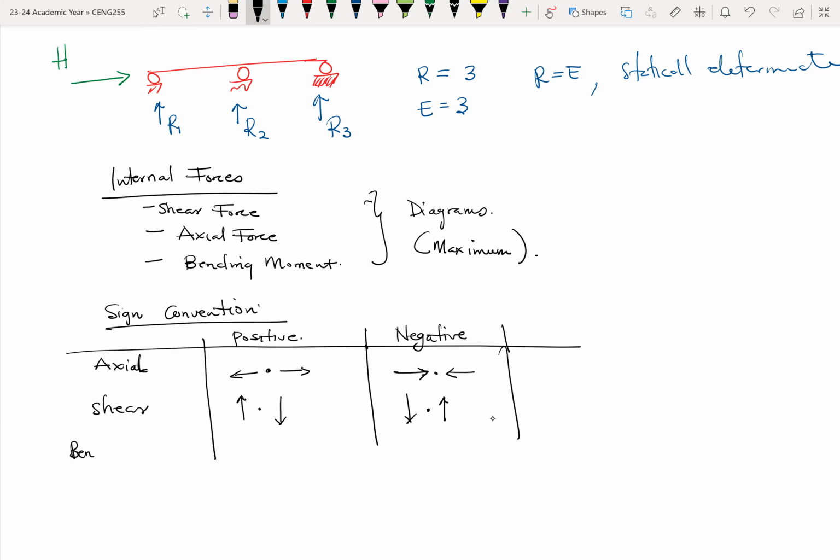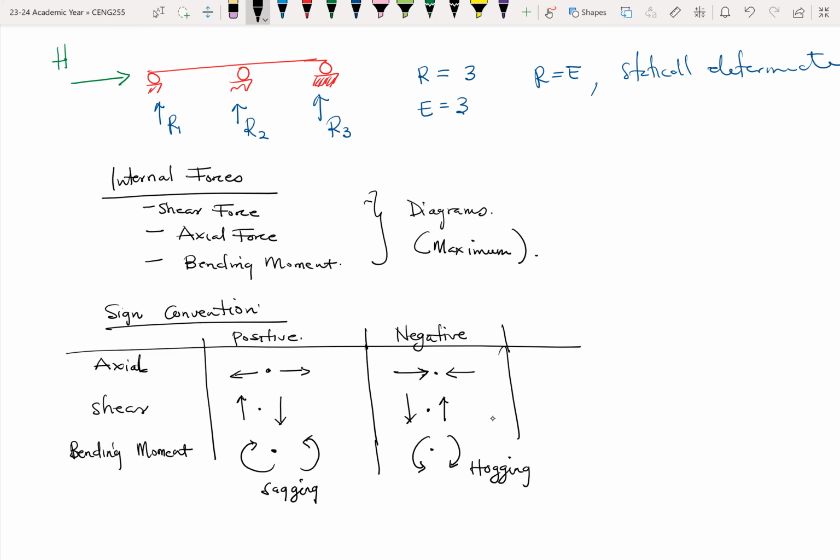Then for bending moment, again, if the moment is clockwise on the left and then counterclockwise on the right, then it's positive. Then if it's counterclockwise on the left of the point and clockwise on the right of the point, then that is negative. With the bending, we call the positive a sagging moment, and we call the negative the hogging moment.